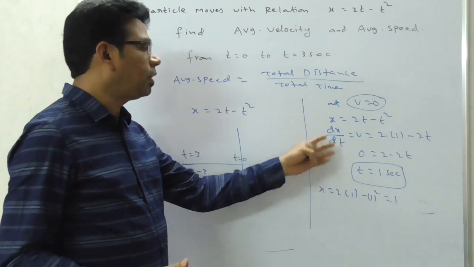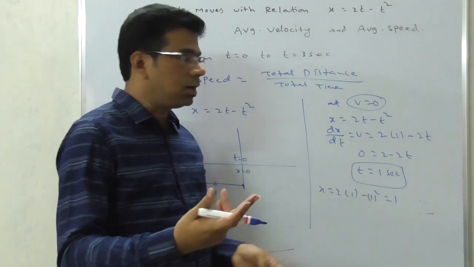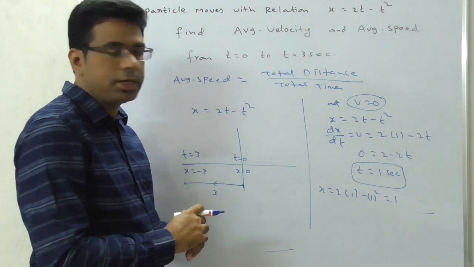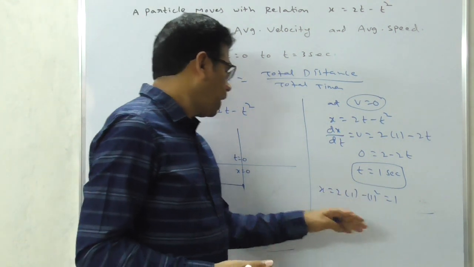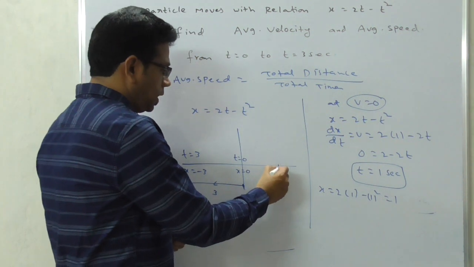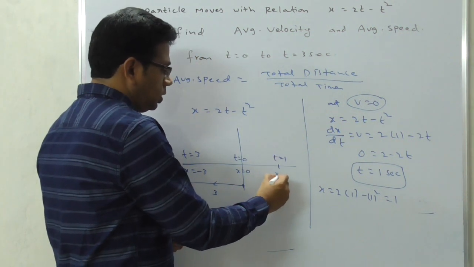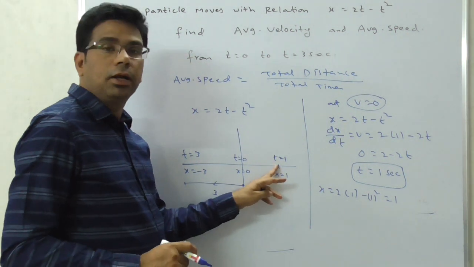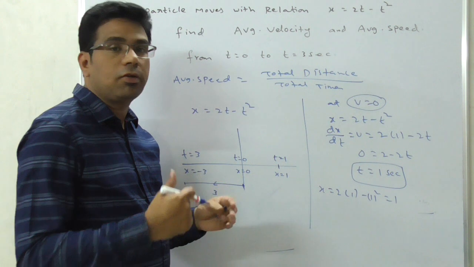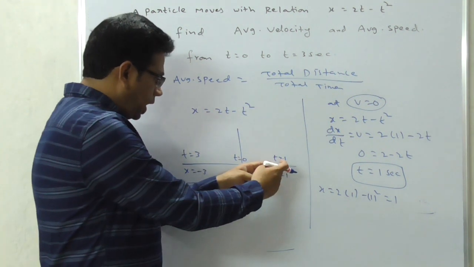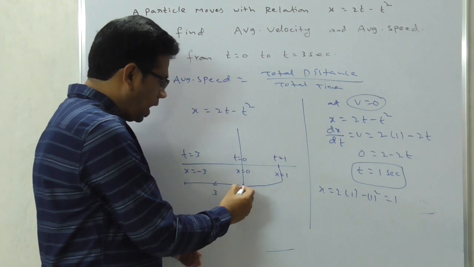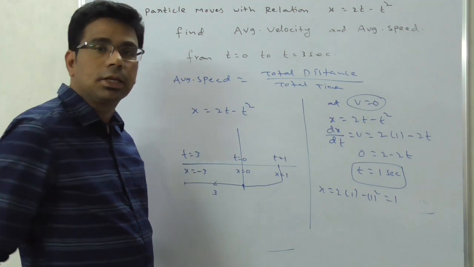Here clearly at v equal to 0, t equals 1 second. 1 second is in between 0 to 3 seconds, therefore we have to consider it. So at t equal to 1, x equals 1. At t equal to 1, the particle is at 1 meter. So after this point, what does it mean? Velocity 0 means the particle again takes a turn like this, and comes back to minus 3.